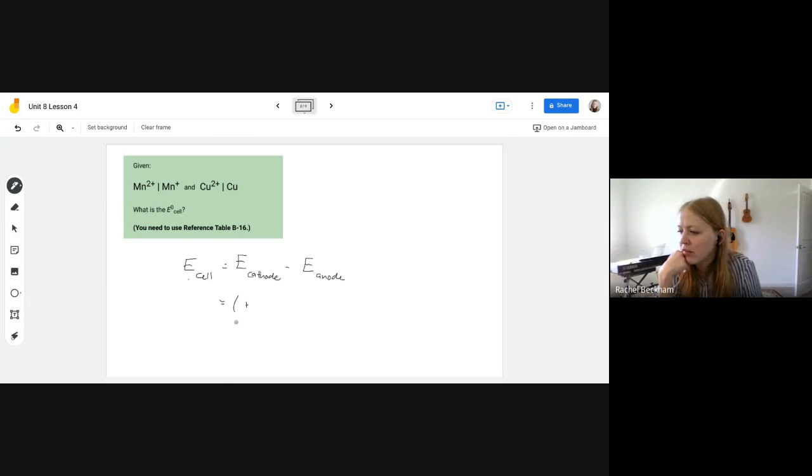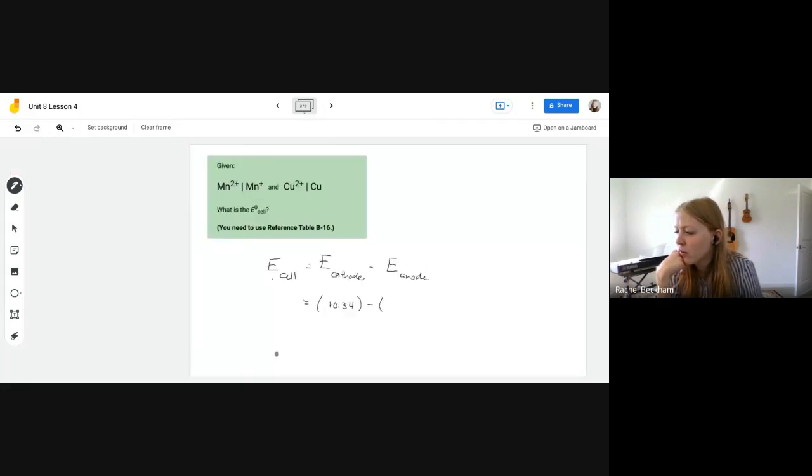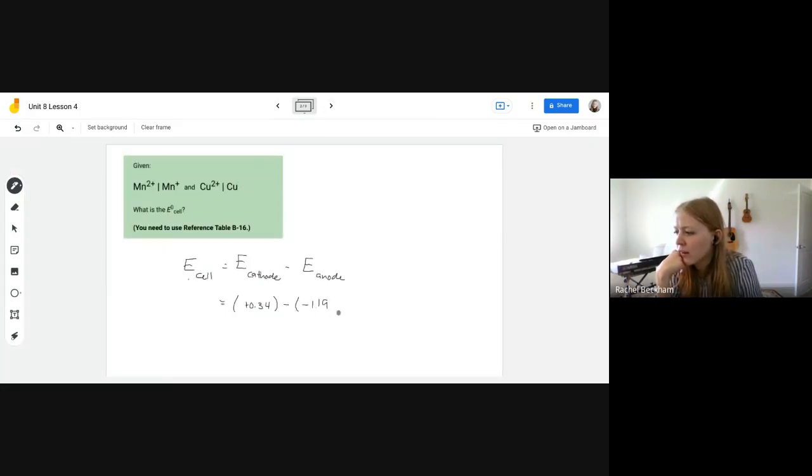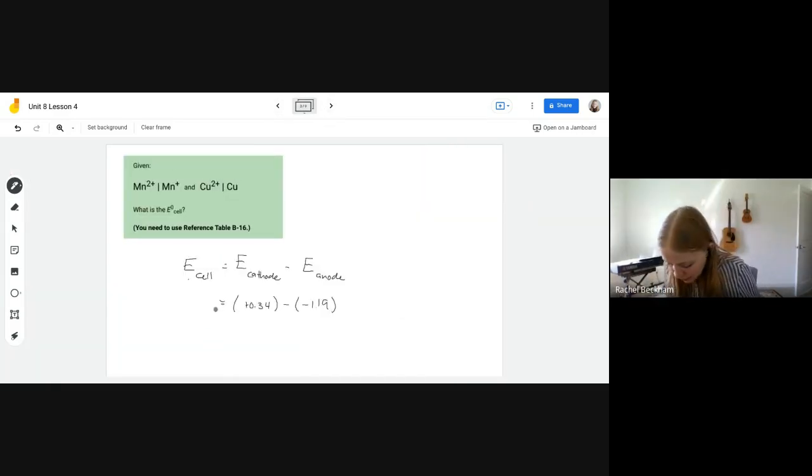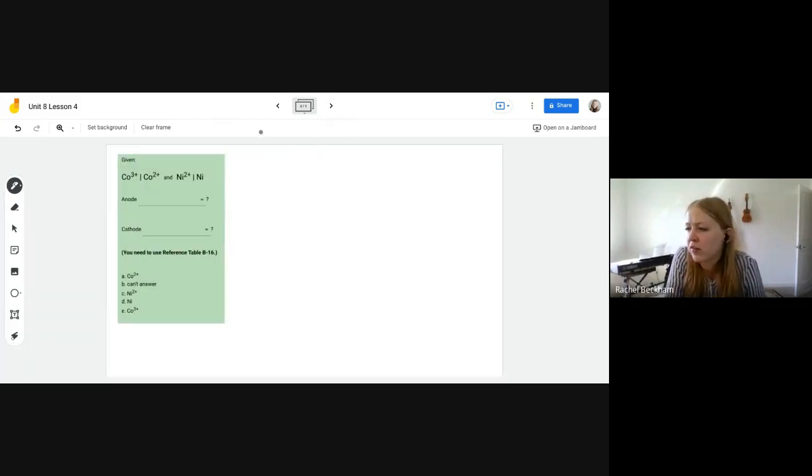So this is going to be positive 0.34 minus a negative 1.19. I'm getting nervous that I didn't copy that over correctly. Yeah, 1.19. So minus a negative, that's a positive, right? So it's 0.34 plus 1.19 to get 1.53 volts. Okay, let's try the next one. We're going to do the same steps. We're going to write out the reduction reaction. So it went from Co3 plus to not regular Co, but Co2 plus. That means that it must have dropped off 1 electron.